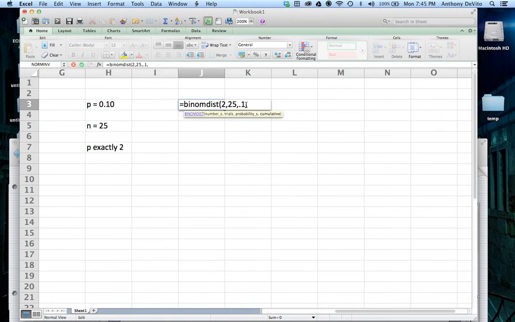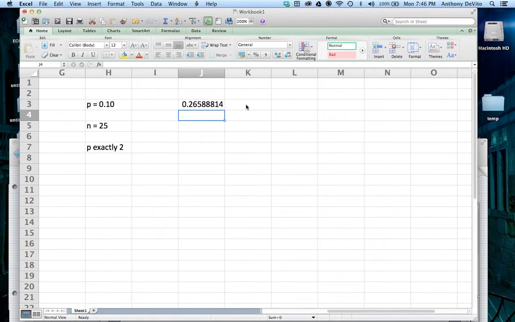And now cumulative. Let's think about this for a second. Cumulative here means that number 2 out of 25 and everything below it. In other words, if I say true to cumulative, it's going to give me the probability of having 2 or fewer people: 2 people, 1 person, or no people. I didn't ask that. I asked just the probability of exactly 2. So I'm going to put false. I'm going to close the parentheses, and the probability is 26%.